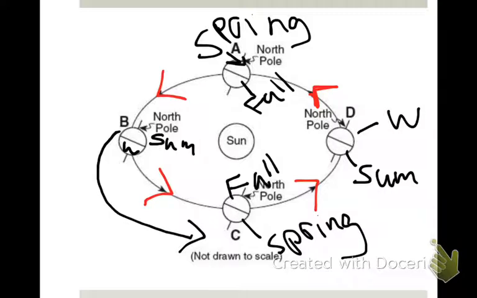Okay, so again, all I did was I started looking at the sides, location B and D, and I labeled them if it was summer or winter. Okay, so summer or winter. And then I looked at the direction that the Earth was orbiting, and I knew that because of the arrows that my diagram drew for me. And based on that, all I did was fill in the blanks with spring and fall.